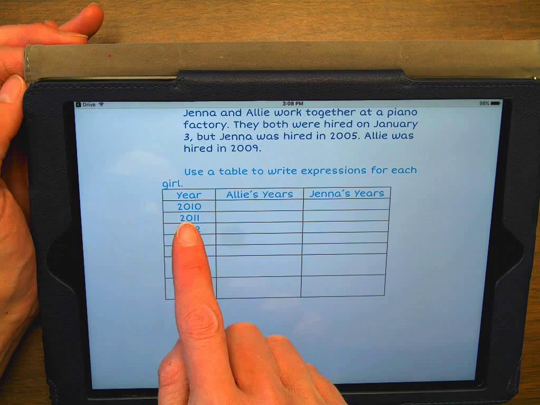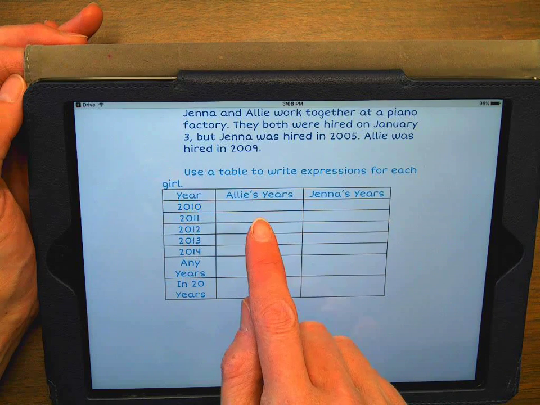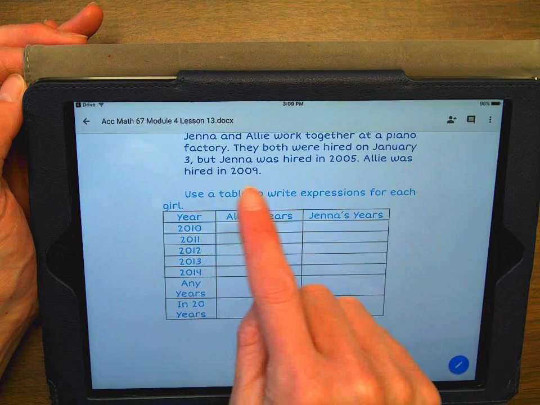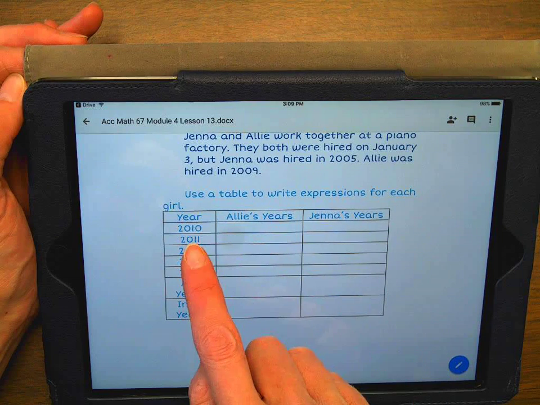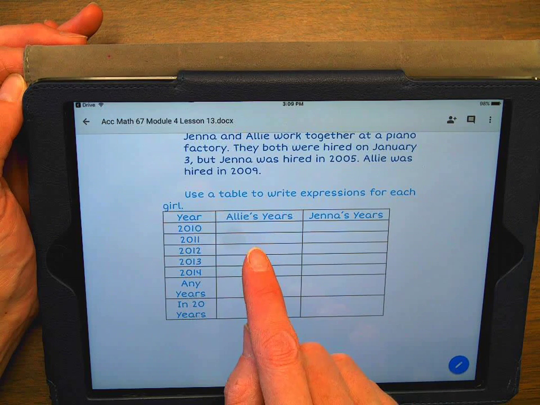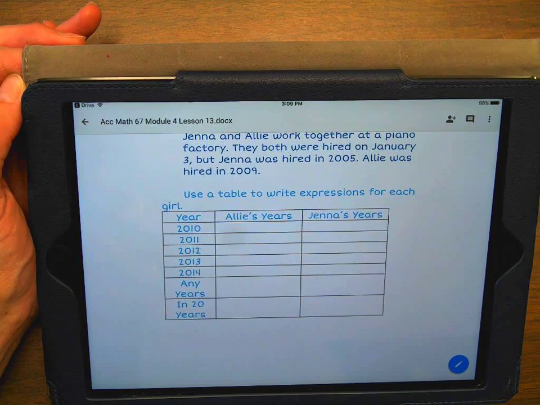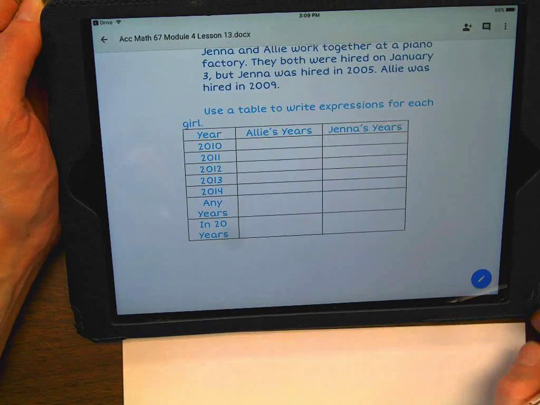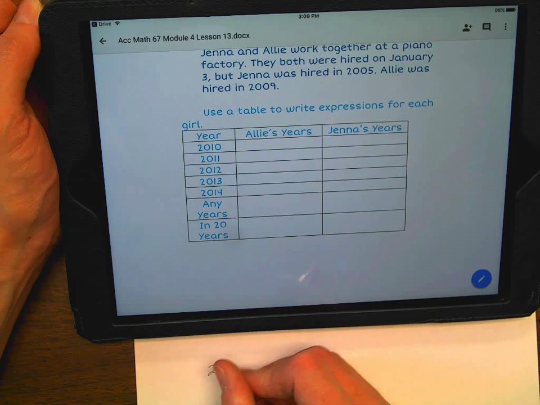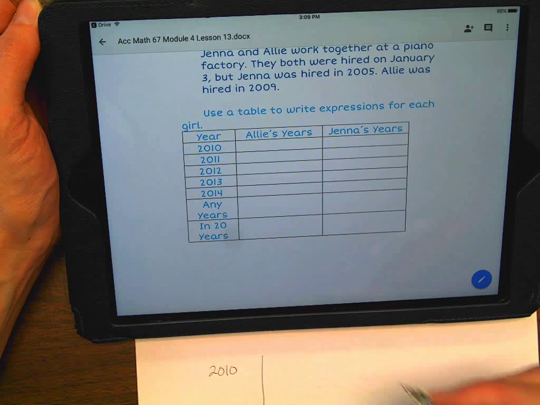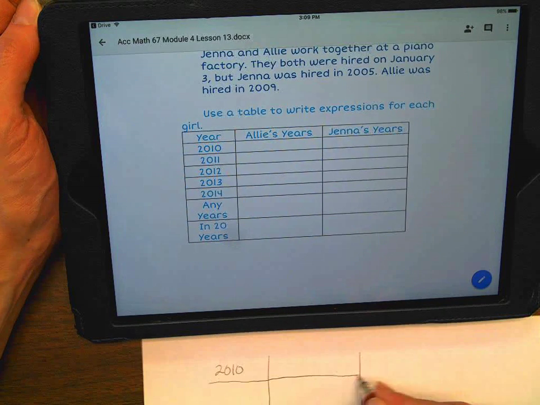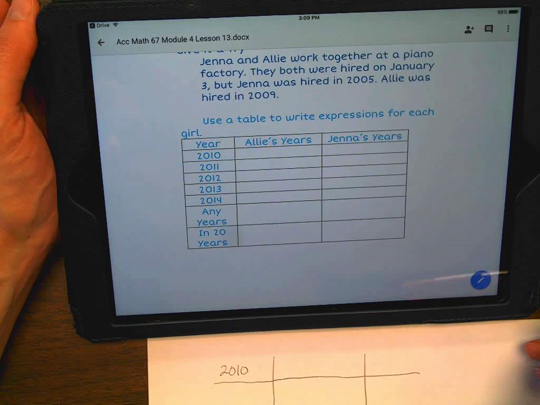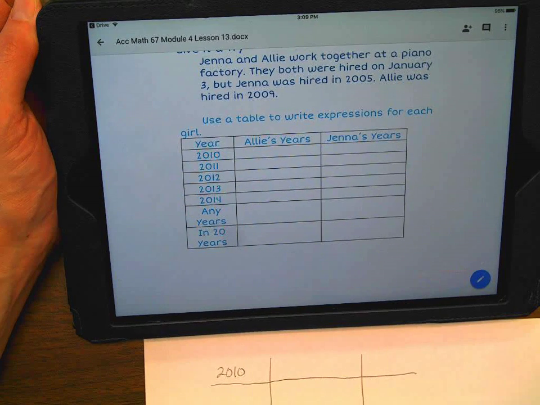So in the year 2010, Allie has been working how many years? Well, if we go back into our story, Allie was hired in 2009. So in 2010, how many years has Allie actually been working? If you're filling in the table, you want the table to make sense. We don't know exactly how much she makes, we just know that they were working together at the piano shop and were hired on January 3rd. So we might want to use a variable.